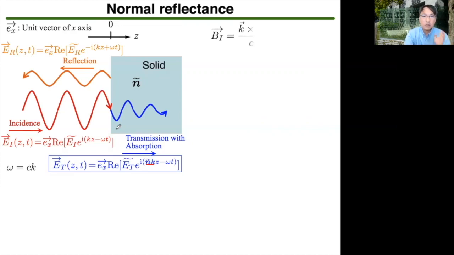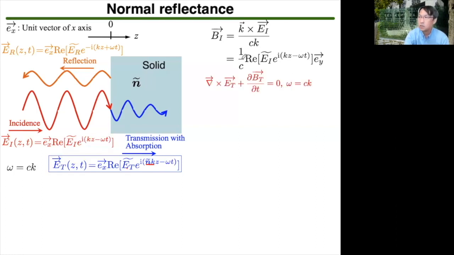For obtaining the normal reflectance, we also need to note the magnetic field of light, usually called B, in other words, the magnetic flux density. The magnetic field of the incident light in vacuum is easily obtained following this formula. Also in solid, the Maxwell equation representing Faraday's law of induction is satisfied. Therefore, the magnetic field of the transmitted light is expressed as this one.